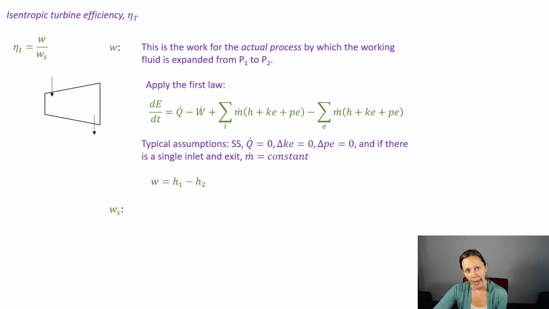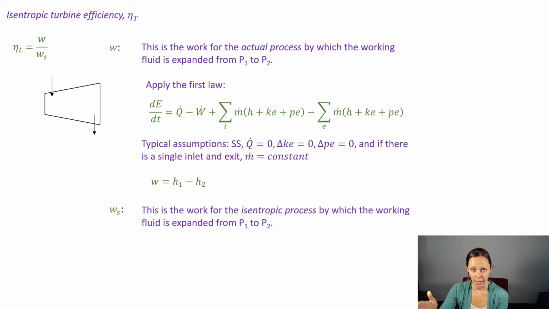And then that WS, that's the work for the isentropic process, the work that you get out of the expansion process from P1 to P2. So the P1 and P2, that's how it's defined. This isentropic efficiency is defined between those two pressures.